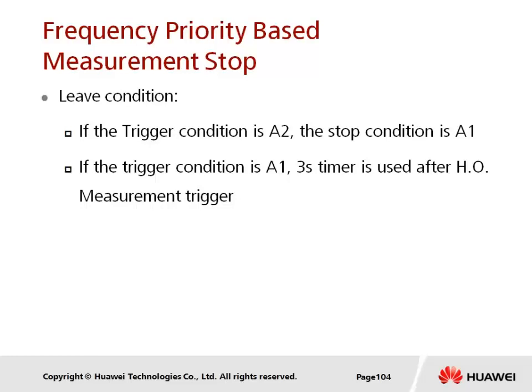The measurement will stop only when the leave conditions are met. If the trigger condition is event A2, then the stop condition is that the user sends event A1. In the other scenario, if the measurement triggering condition is event A1, then once the user enters the measurement gap, the user is given 3 seconds. The 3-second timer will start right after the first measurement, and right after 3 seconds, the measurement will stop.